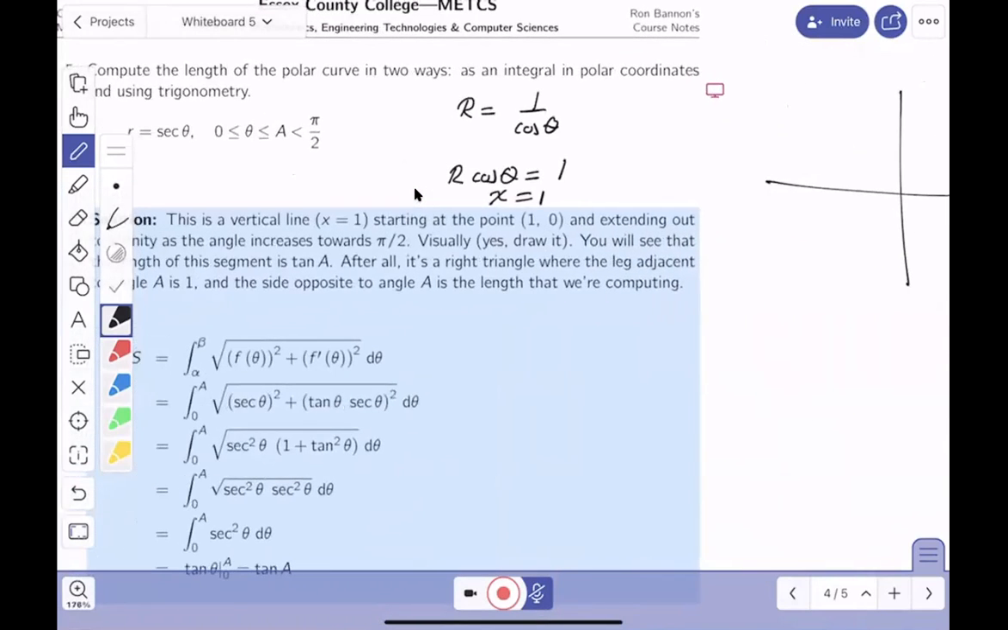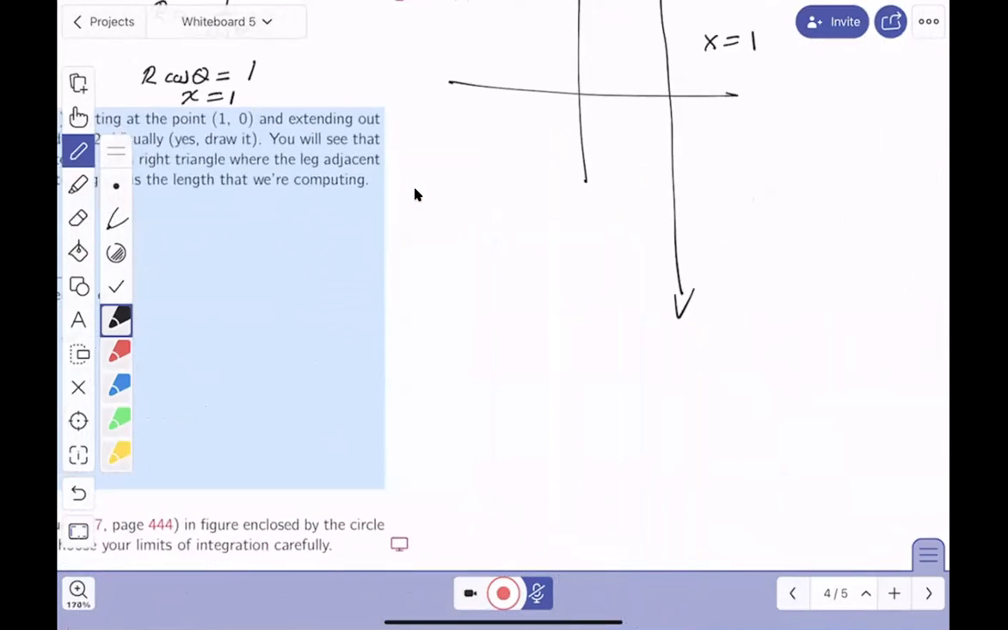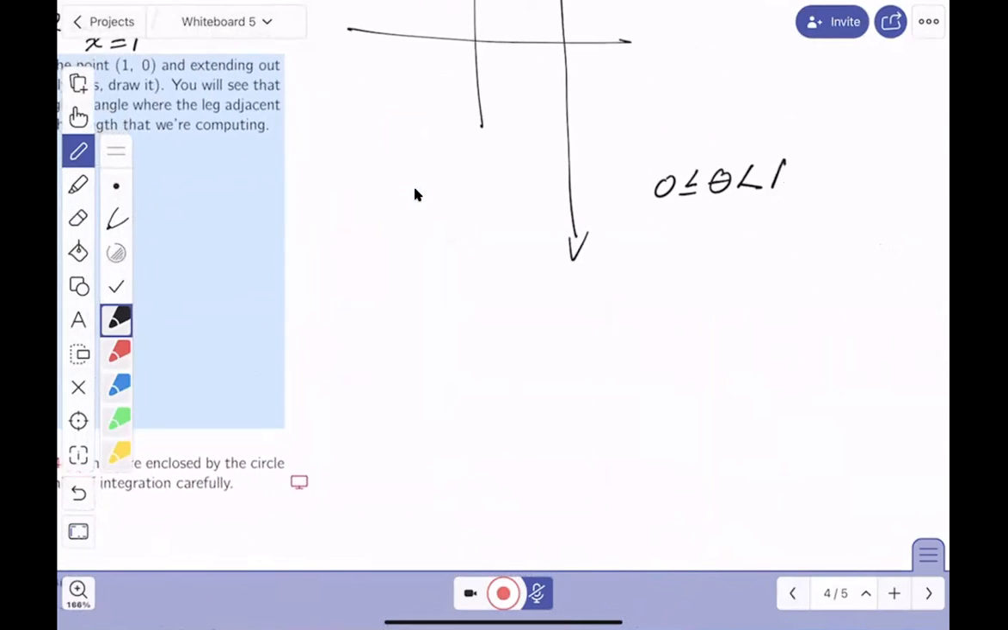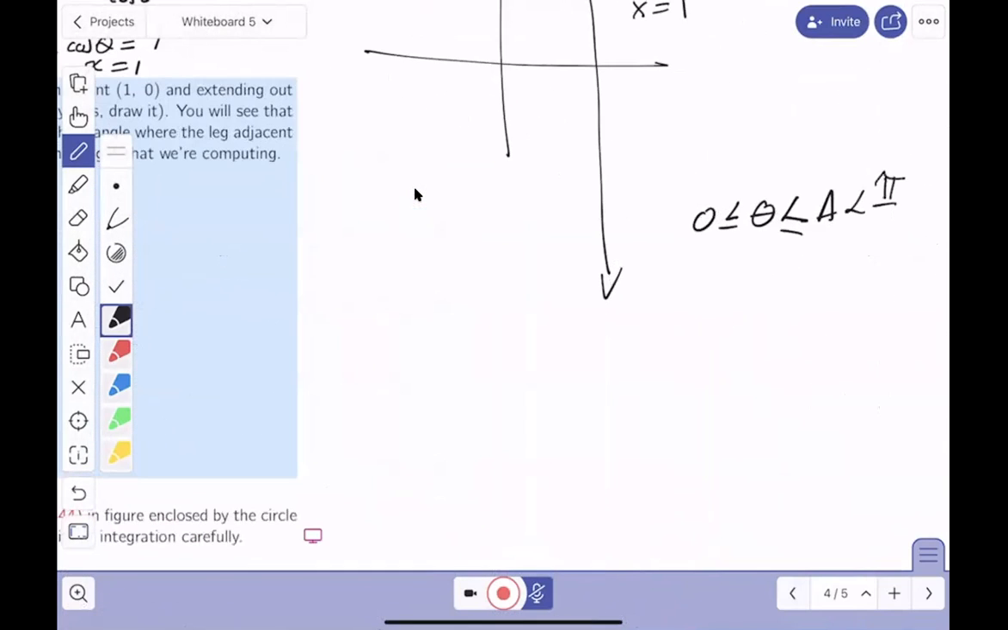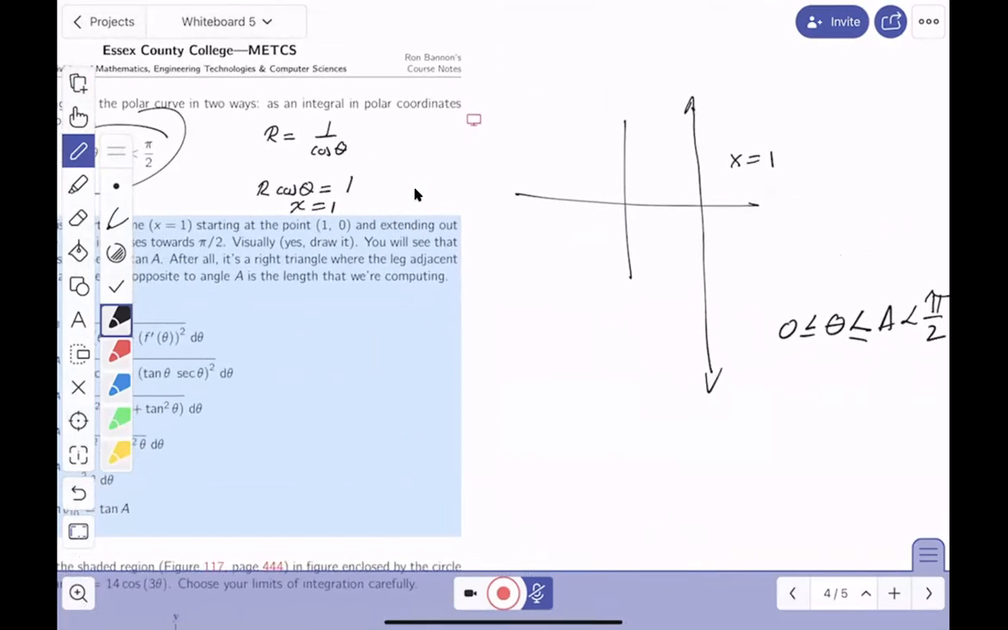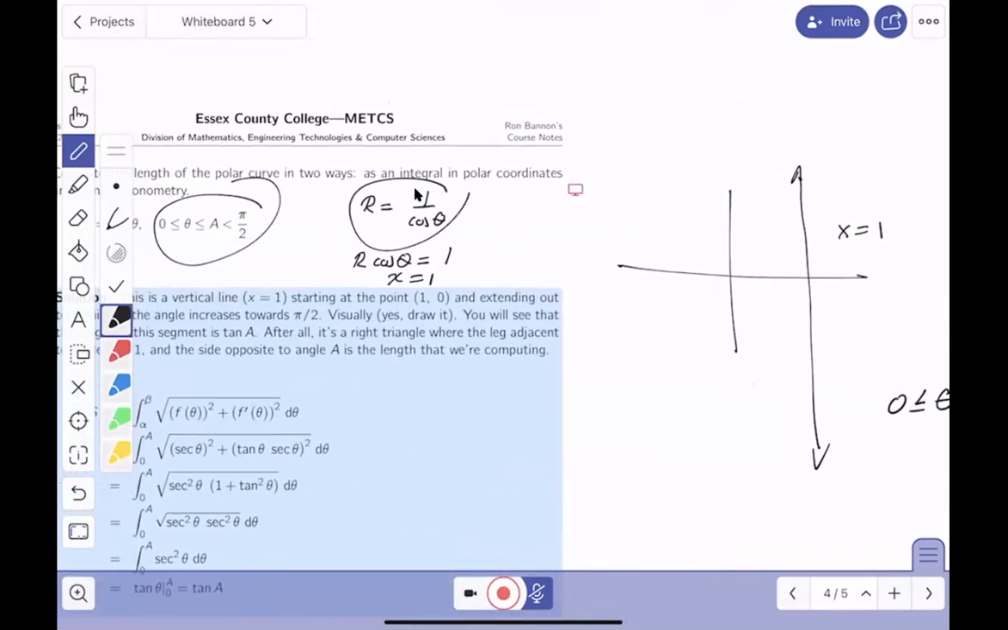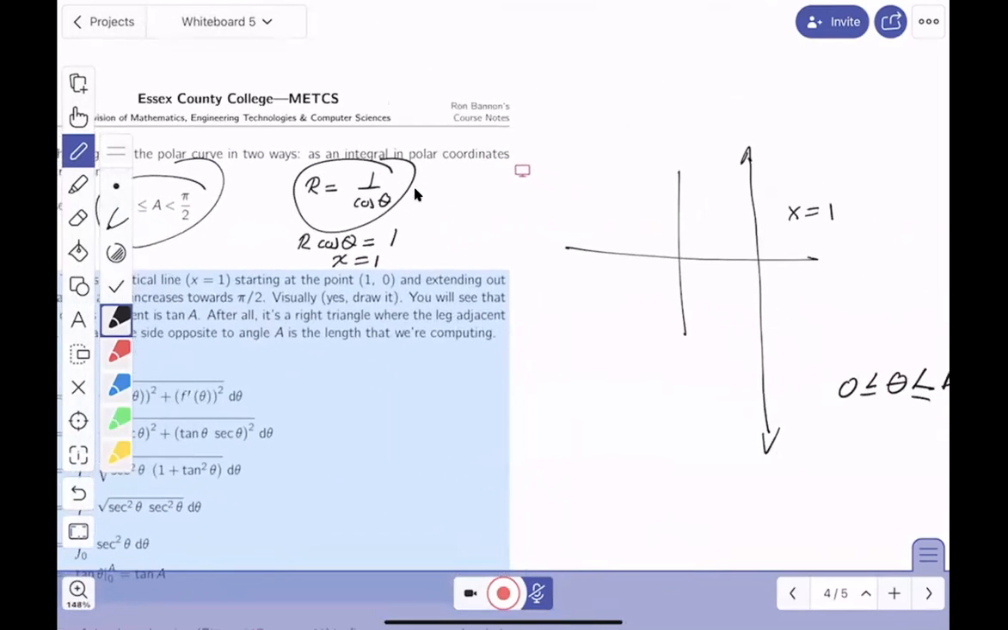Now I'm going to go back over here, and this is what they're telling me: that theta is greater than or equal to 0, and less than some value a, where a is less than pi over 2. Let's take a look at it. I want to start easy, with theta at 0. What would r be? It would be 1 over cosine of 0, which is 1 over 1. So I would get this point right here. Here's my starting point.